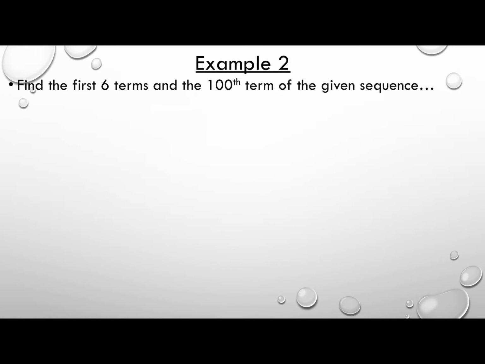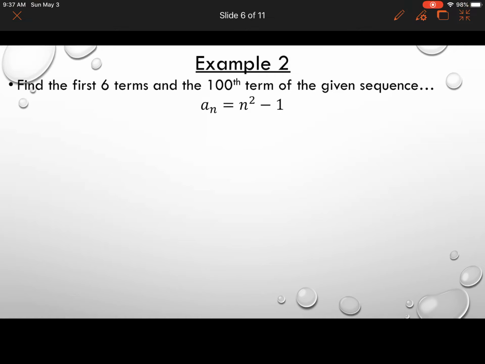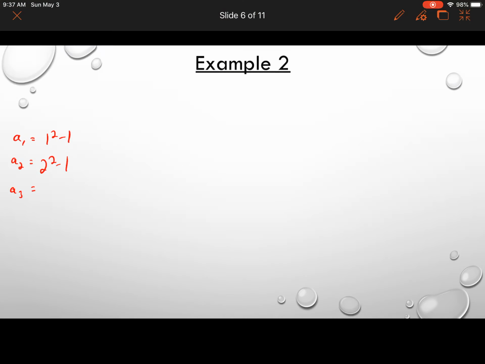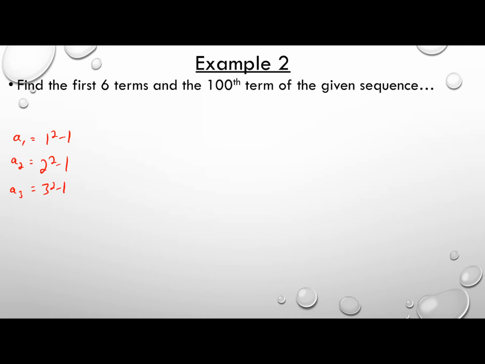So example 2, find the first 6 terms and the 100th term of the given sequence. All right, so find the first 6 terms. So to find the first term, a sub 1, that's what we're plugging in for n. So 1 squared minus 1. A sub 2, second term, plugging in 2 for n, so 2 squared minus 1. A sub 3, third term, 3 squared minus 1, and so on and so forth. Fourth term, 4 squared minus 1. Fifth term, 5 squared minus 1. Sixth term, 6 squared minus 1.